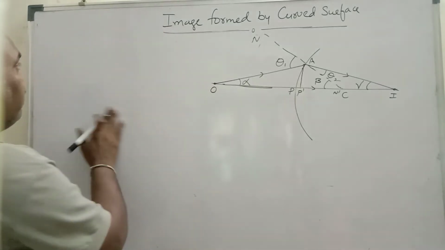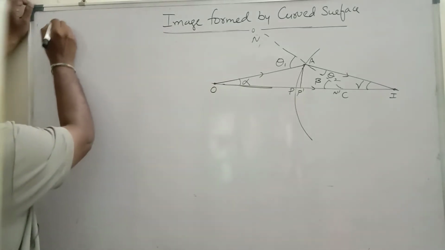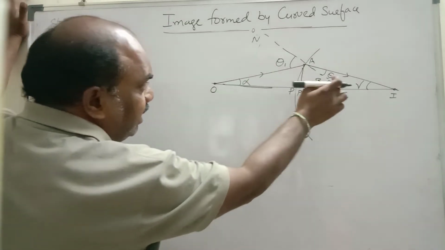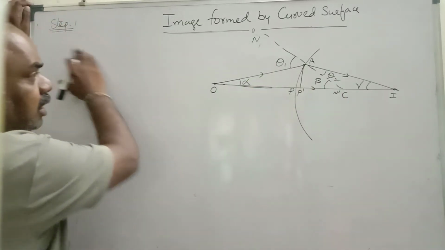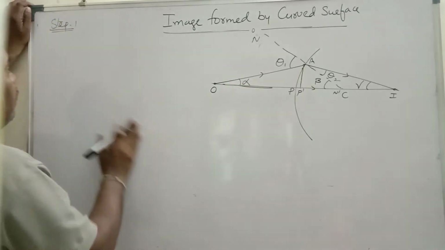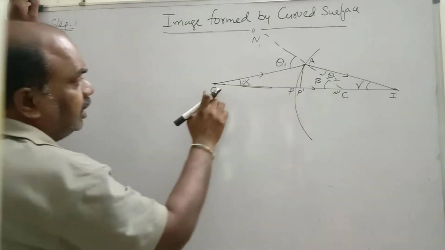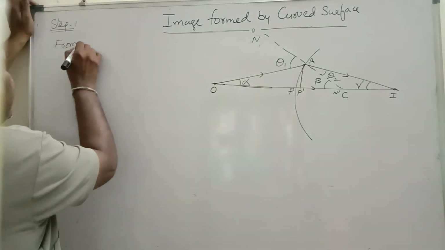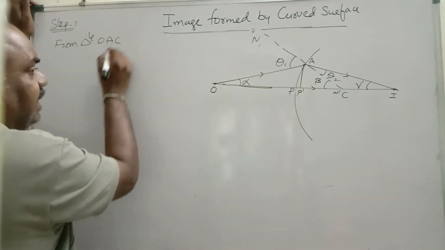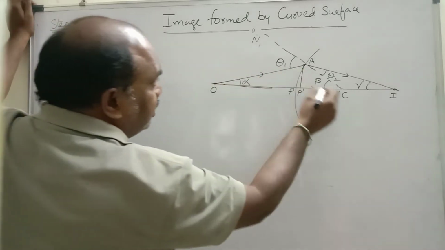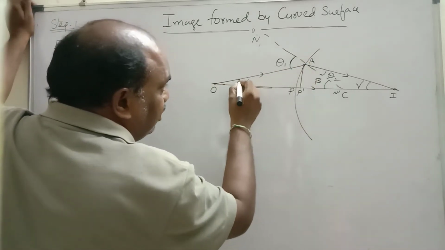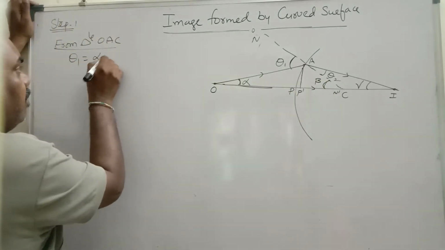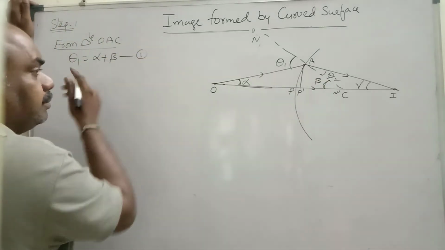Now what I am going to do in step 1, observe carefully. Step 1, I am finding the relation between theta 1 and theta 2. How to find theta 1? Take triangle OAC. From triangle OAC, external angle in a triangle equals the sum of opposite interior angles, no? So theta 1 is equal to alpha plus beta, equation number 1.